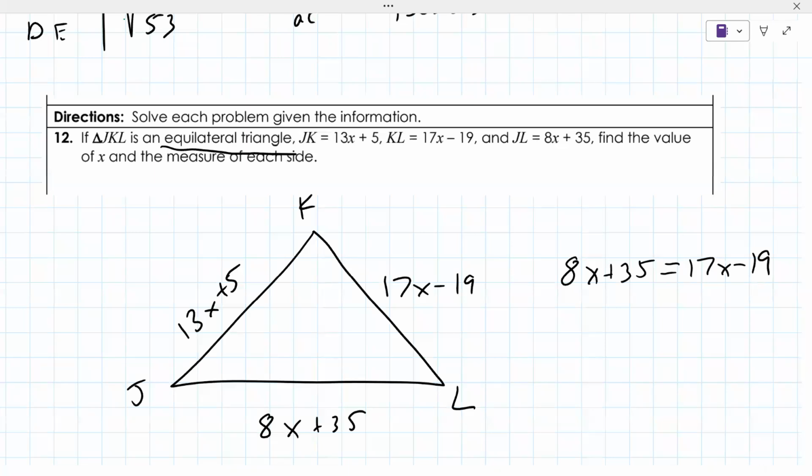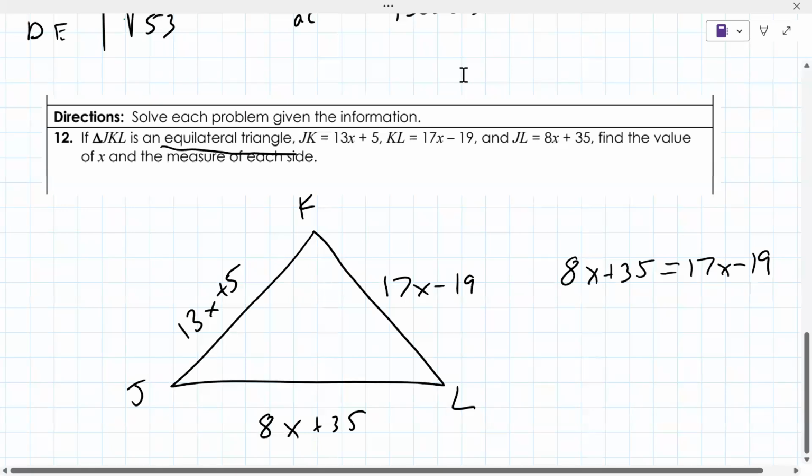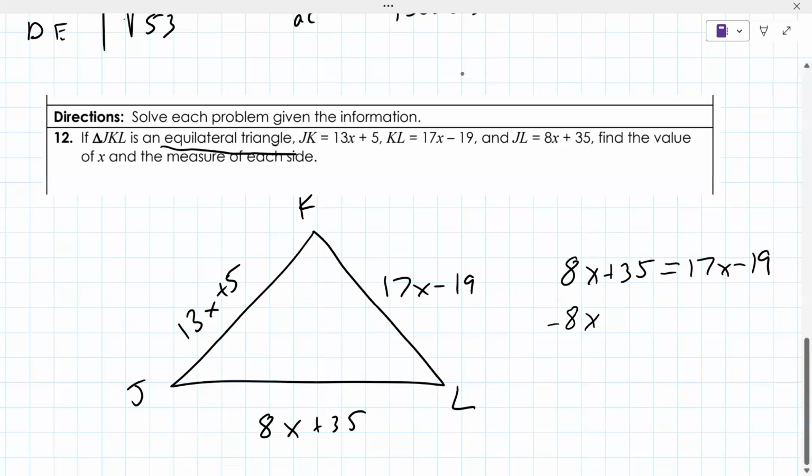So that would be 8x minus 7x. You're subtracting from the smaller side to the larger side. Oh, yeah, 8x minus 7x. And same thing with the other numbers. So that'd be 19 minus 19 and 19 minus 35. So 35 equals 9x minus 19.